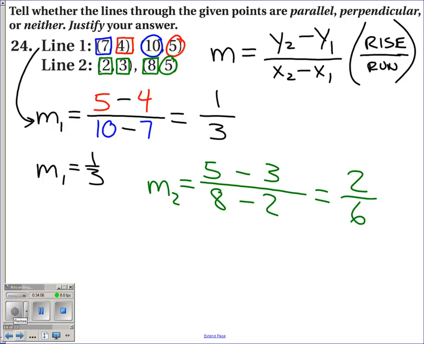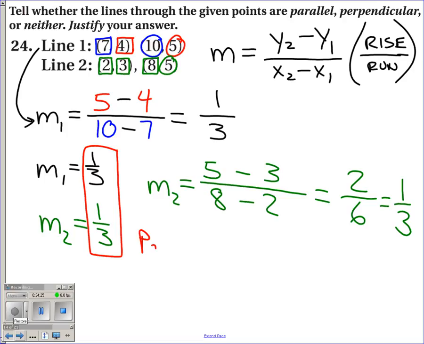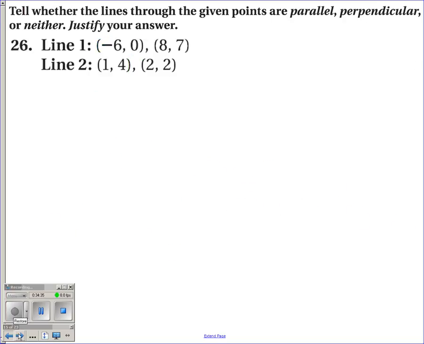2/6. But notice these both have a common divisor of 2, so we can write this as 1/3. So the slope of the second line is also 1/3. Because these two lines have exactly the same slope, this is parallel. So lines 1 and 2, in this case, are parallel. Well, let's go on to the next one, number 26. Skip 25. 26, we have to do the same thing.